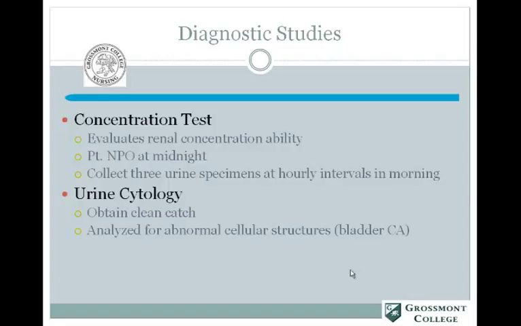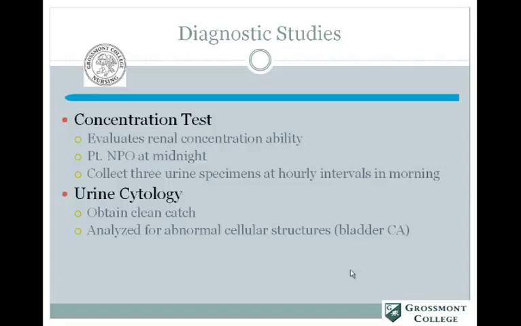Okay, next we have the concentration test. So think really hard about making urine. Now, if you're dehydrated, what's your concentration of your urine going to be like? It's going to be up or down? It's going to be up. It's going to be very concentrated if you're dehydrated. Okay. So to do this, they're going to have them be NPO, and then they collect 3 specimens an hour apart.